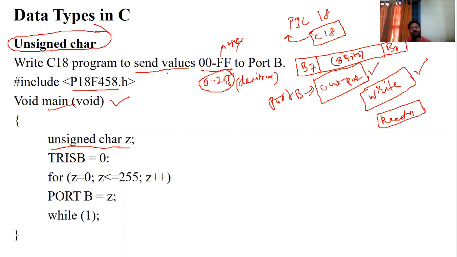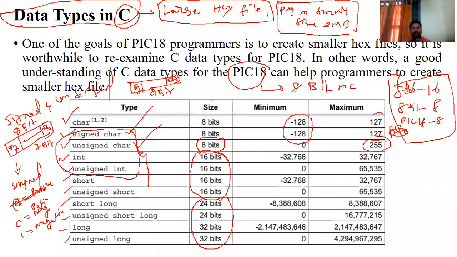If they ask to write the C program for sending 0 to 255 to port B, you must use the unsigned character only. Whereas if you use the signed character, you can only send 127 positive data or minus 128 negative data. You can only send 7 bits of data, not 8 bits. So you must remember this carefully.